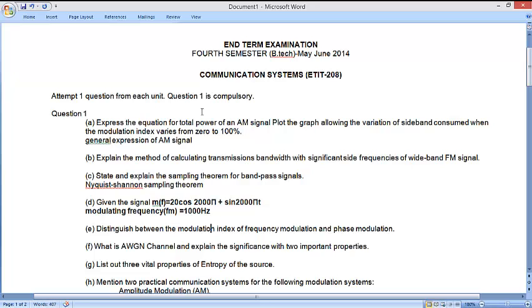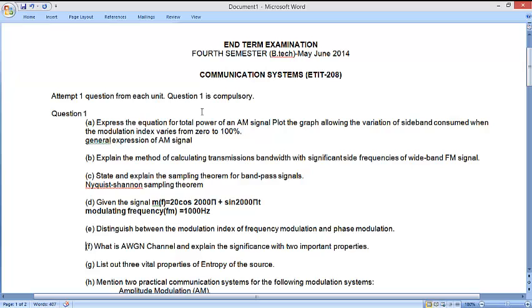Okay. Our next question is that you have to distinguish between the modulation index of frequency modulation and phase modulation. Now here you have to create a difference with respect to the frequency deviation in both the cases, that is frequency modulation and phase modulation. And also, we have to create a difference with respect to the frequency sensitivity and phase sensitivity. For the expressions you can refer to the book and you can look over the internet as well.